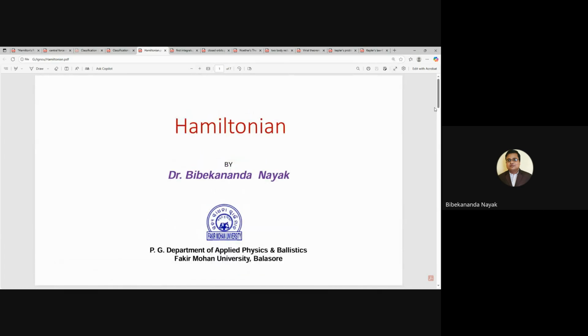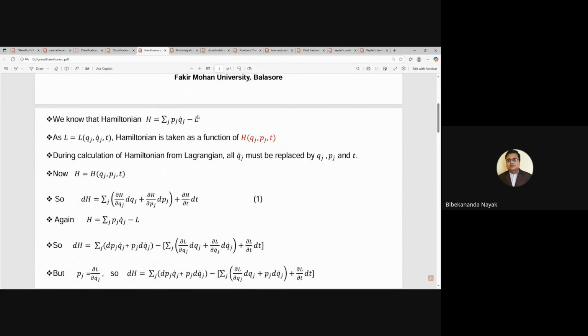Hamiltonian is just the total energy actually, and its exact form is the sum over Pj Qj dot minus L. We have shown this in the last class. Lagrangian is a function of Qj, Qj dot, T, but Hamiltonian is a function of Qj, Pj, T. So all Qj dot must be replaced by Pj if you write it in a Hamiltonian.